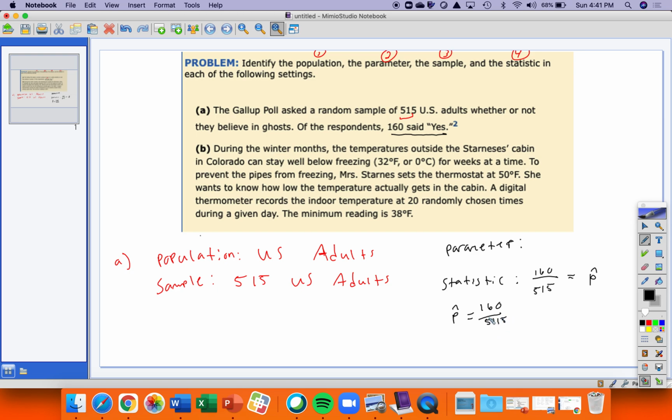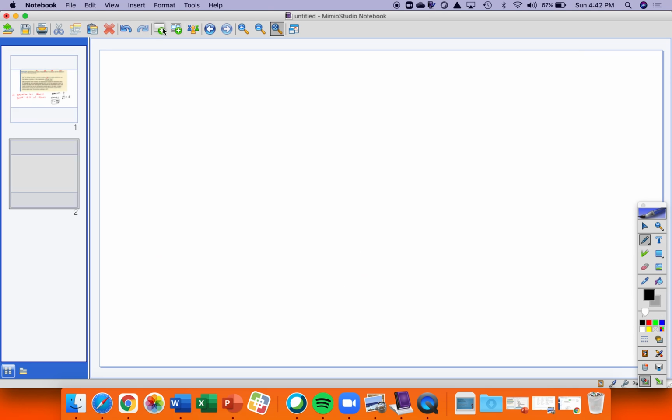This is our statistic. And we use p hat to represent a statistic. Whereas the parameter, we don't know the parameter, but the parameter we're looking for is p. We use p hat to estimate p, and then we use x bar to estimate mu. So let's just put a little chart over here.